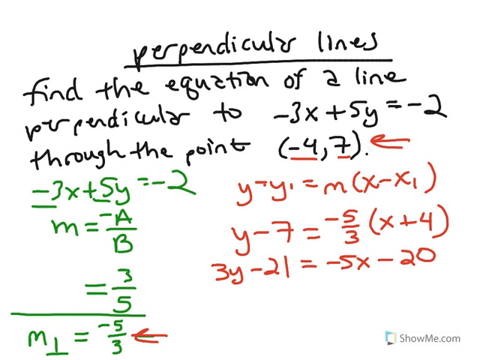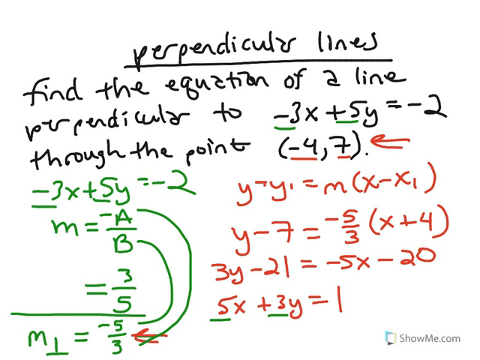X and y should be on the same side to get standard form. So we're going to have 5x plus 3y. That's adding 5x to both sides. And then add 21 to both sides to get this. Notice that with perpendicular lines, the coefficients of x and y will be switched in terms of their absolute value, and then one of them will have a change in its sign. Doesn't really matter which one, but notice they're negative reciprocals, so these numbers get switched around.